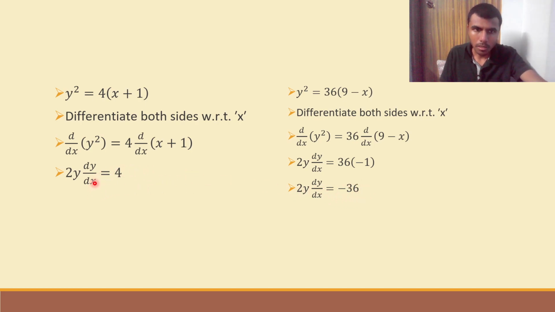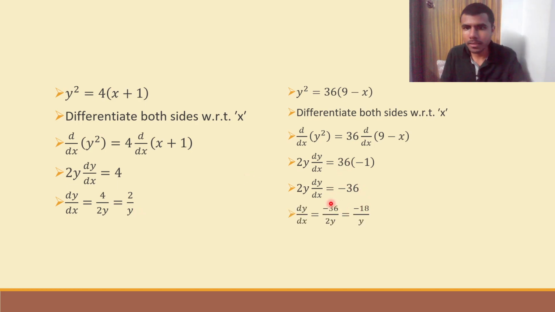Now dy by dx is nothing but 4 by 2y. Send the 2y to the RHS. So 2 ones are 2, 2 twos are 4, so dy by dx is 2 by y. Now dy by dx here is minus 36 by 2y. So 2 ones are 2, 2 eighteens are 36, so minus 18 by y. Okay, I found dy by dx for the first curve, and I found dy by dx for the second curve.